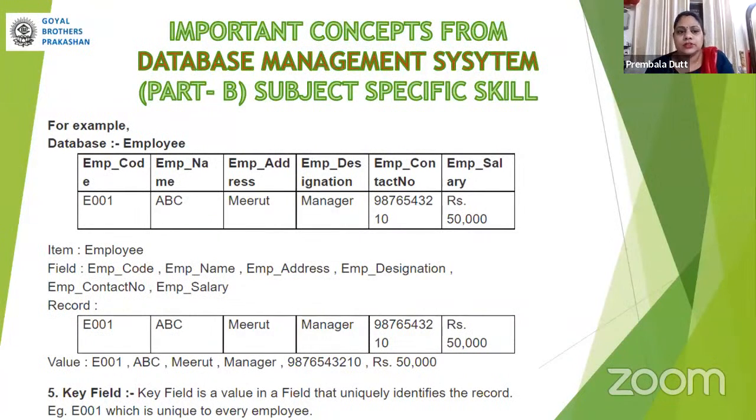Now, this is one structure in which the fields which I was telling you: employee code, employee name, employee address, employee designation, employee contact number, employee salary, these all are the fields. And the item for this particular table is employee. Item is also called as entity. The table name is also called as entity. Here it is employee, as you could see.